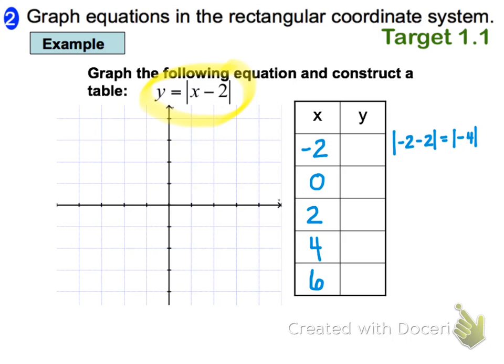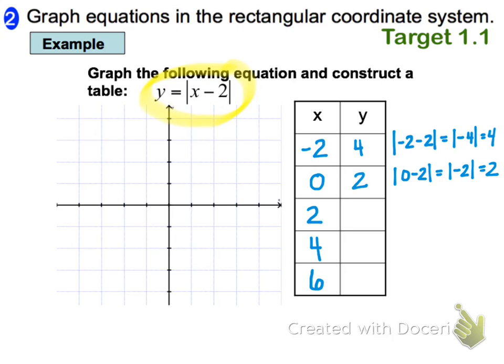And a quick reminder of absolute value is how far away from 0 you are, so the answer there is 4. Another trick is that people often remember the absolute value is always a positive number because it's talking about a distance. So we've got 4 for the y value that matches -2. I'm going to go on and do the same thing for all the rest of these. So for 0, we'll do 0 minus 2, which is -2, and the absolute value of -2 is +2.